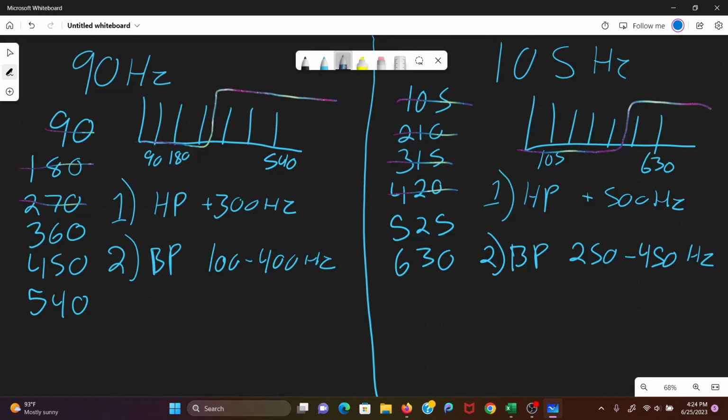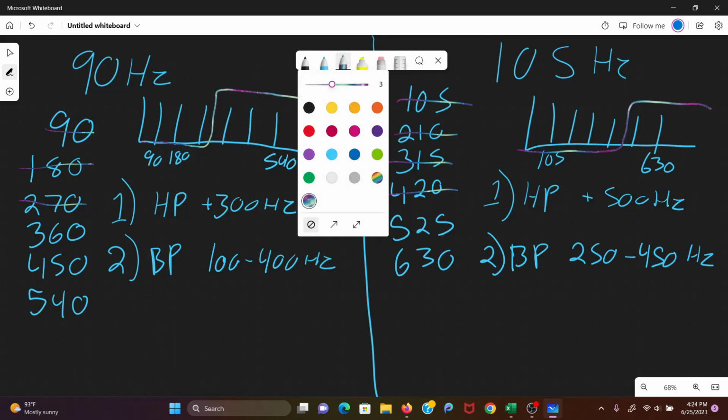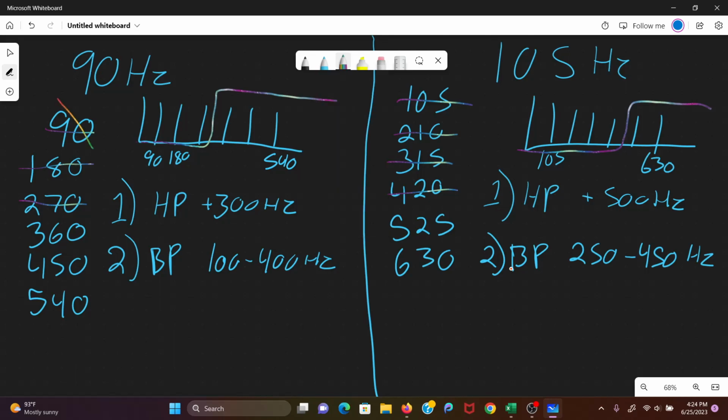Okay, now let's do our band pass in a different color. Band pass, we need to figure out, we're going to 90 hertz people now. What is between 100 and 400? Well, 90 is not. 180 is, 270 is, 360 is, 450 is too high, 540 is too high. So you're going to knock out your first one and your last two. Your band pass filter is going to look like this.